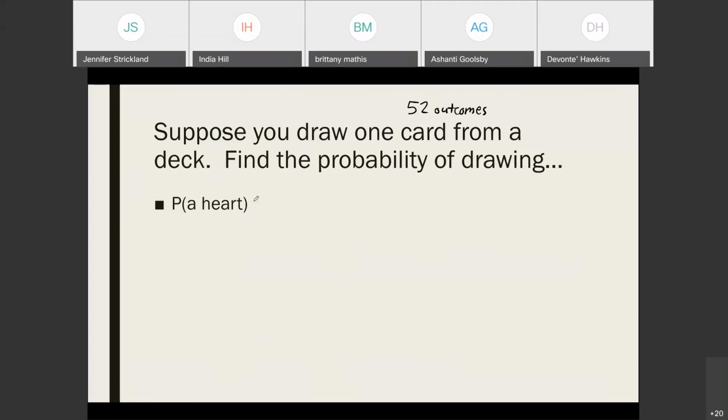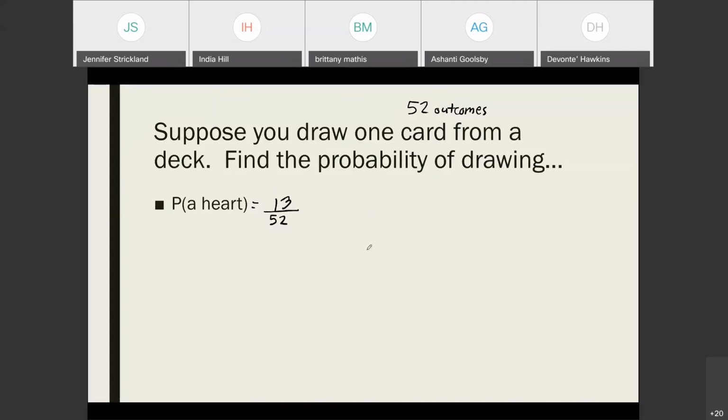All right, so the first one says that we want the probability that we draw a heart. So I'm going to go ahead and put the 52 on the bottom because I know that it's going to be there. Okay, so look at your picture and count for me how many hearts there were in the deck. How many hearts do you have in that picture that you took? Does everybody see 13? Okay, so 13 hearts in the deck out of 52.